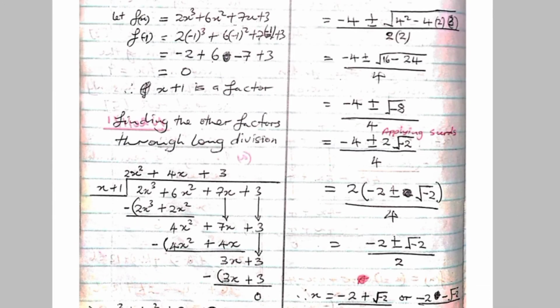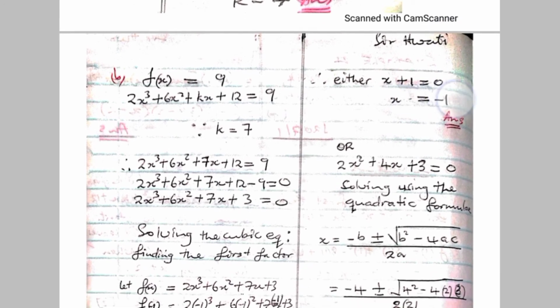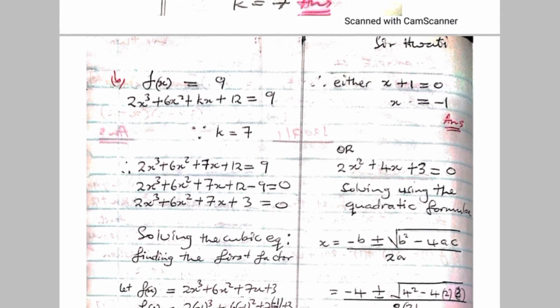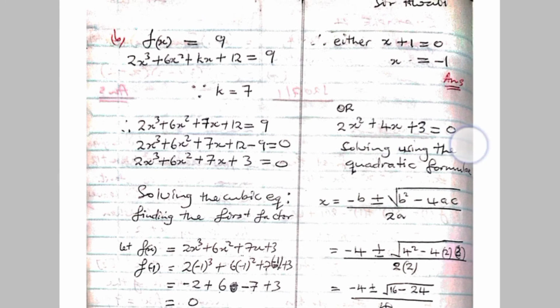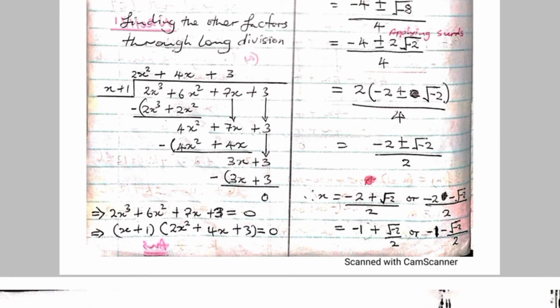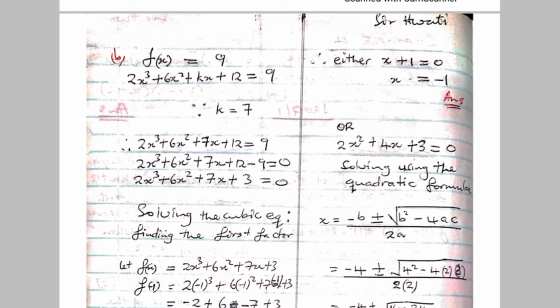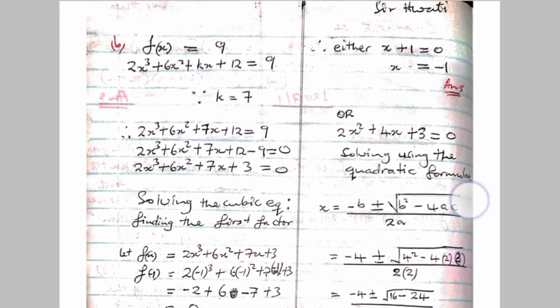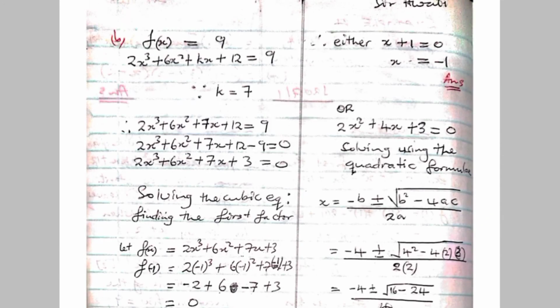So x plus 1 is equal to 0, or this quadratic expression is equal to what? To 0. So we now come here. Either x plus 1 is equal to 0, so x is equal to minus 1, or this quadratic equation is equal to 0 also, since it's factorized. So what you do, you use the quadratic formula. You substitute: your b is 4, your a is 2, your c is 3.